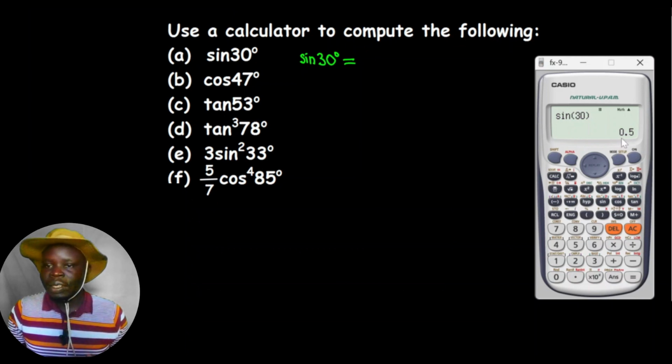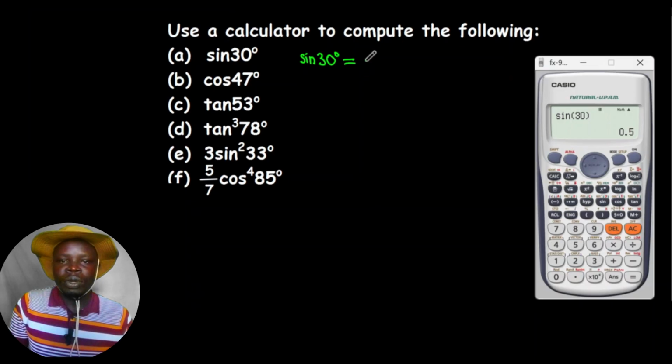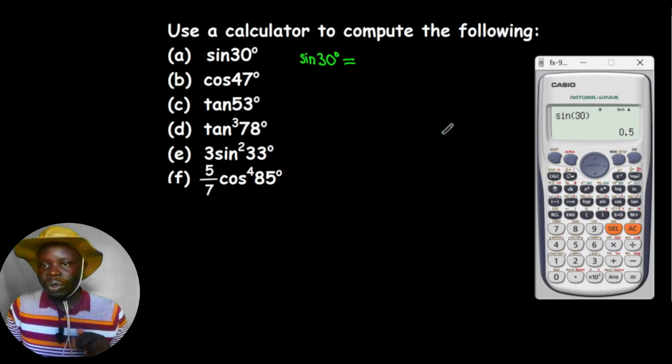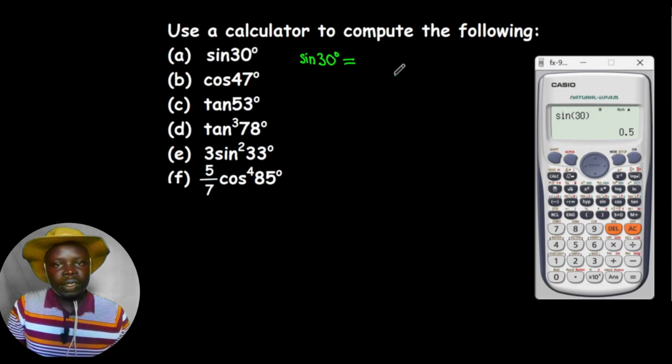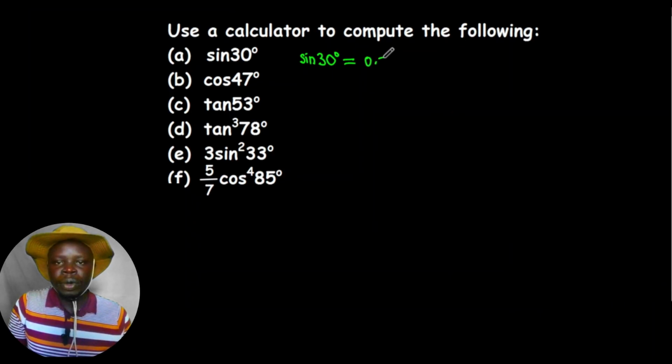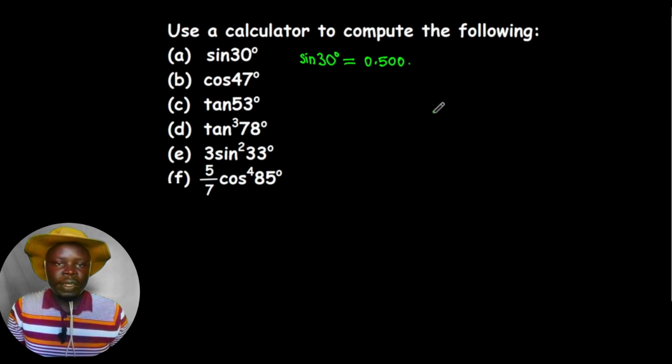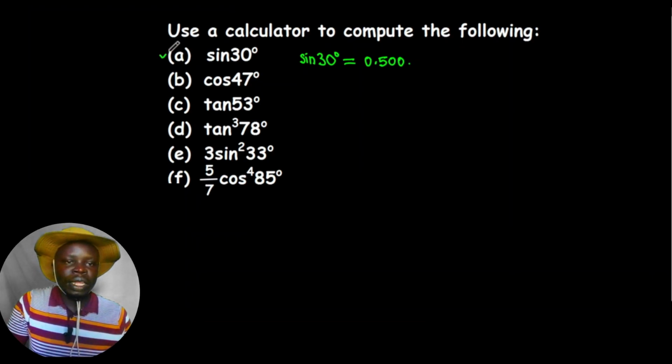So you can also tell us in the comment section. So this is our answer. We can put it down as 0.500, and it's good also to give it to 3 decimal places. So this answer here becomes 0.5 and 2 zeros after. Translate that to 3 decimal places, and our first question here is done.